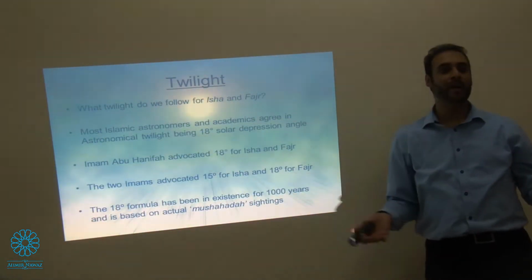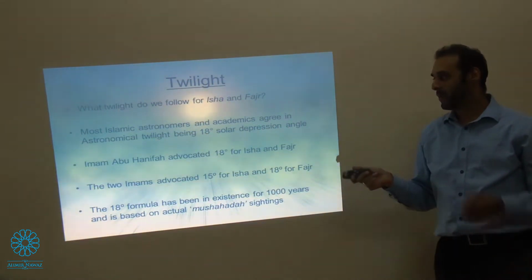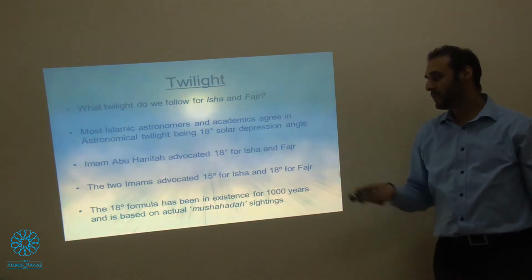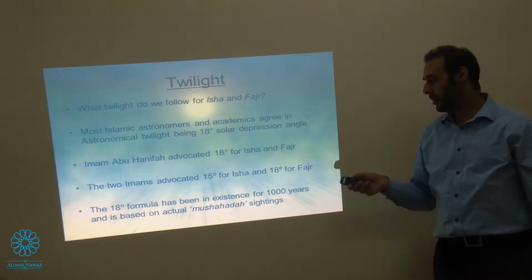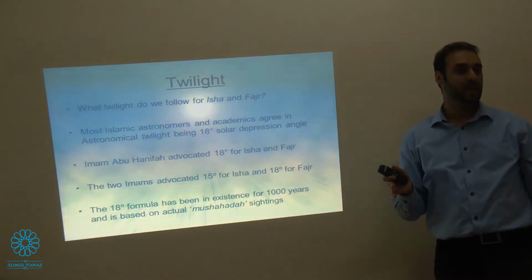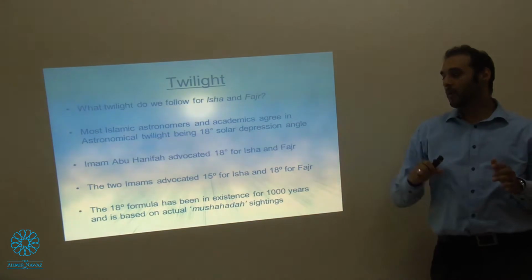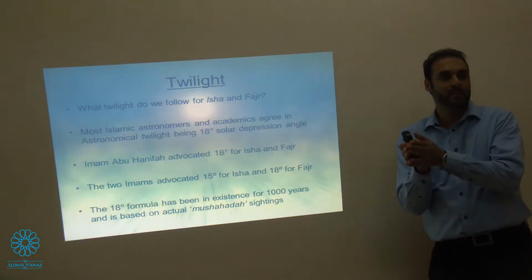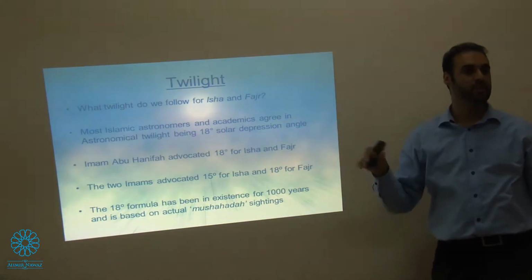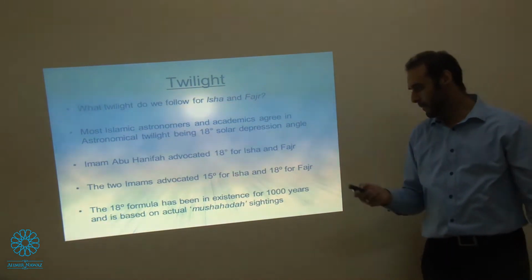So twilight. What twilight do we follow for Fajr and Isha? Most Islamic astronomers and academics agree in twilight being 18 degrees below the horizon. Abu Hanifa advocated 18. The two Imams advocated 15. Now, 15 degrees, between 12.5 and 16, is where you get the red twilight, Shafaq al-Ahmar. Once the redness disappears, according to the Imams, you can pray. But Imam Abu Hanifa says, no, it's 18 degrees, we have to wait till the white disappears as well. In England, we follow the 18 degrees, and I'm going to tell you why we do that.